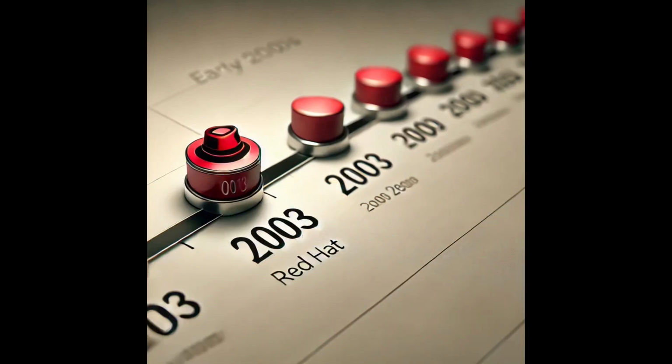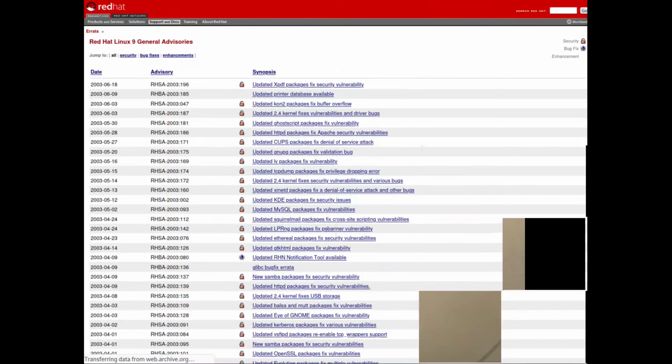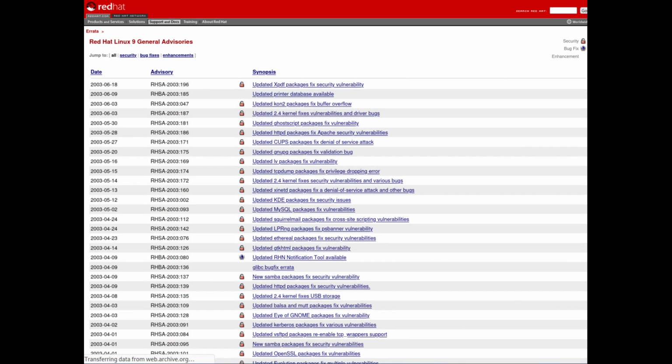By the early 2000s, Red Hat had established itself as one of the most prominent names in the Linux world. Their distributions were widely used by businesses, developers, and Linux enthusiasts alike. But in 2003, everything changed with the release of Red Hat Linux 9, codenamed Shrike.